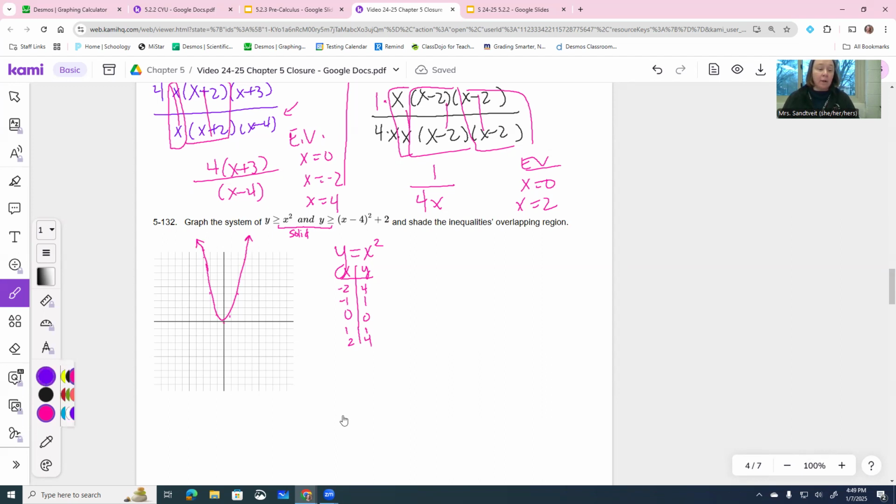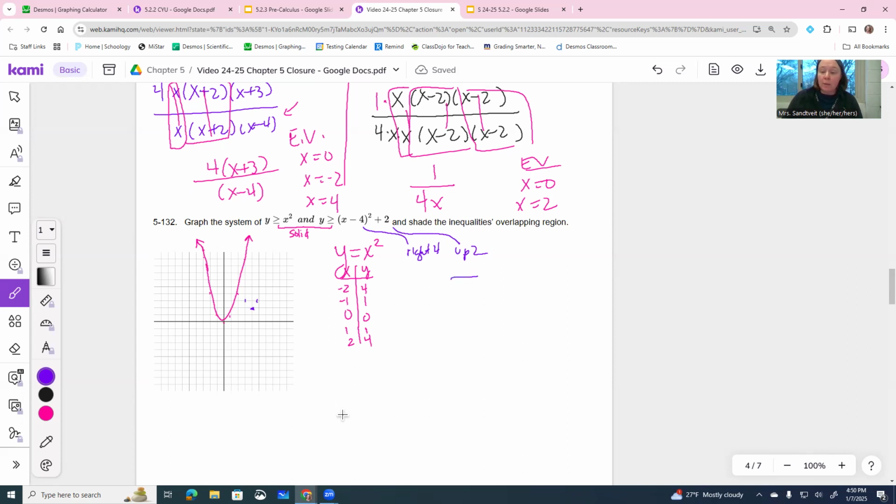This is the same function, right? It's a parabola, but that minus 4 has moved my parabola to the right 4, and this plus 2 has moved it up 2. So really, I could take the same idea of this table, and I could take these points I have graphed and move each of them to the right 4 and up 2. So my new vertex is at right 4, up 2, and I could just take each of these points and go to the right 4 and go up 2. Do that with each of those points.